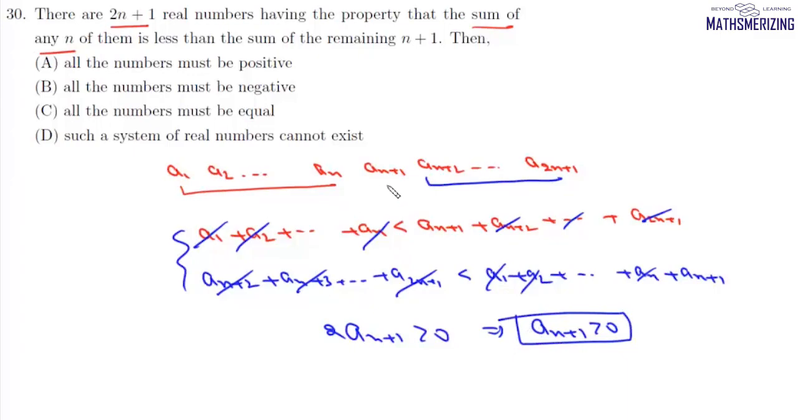Now we have randomly arranged these 2n + 1 numbers. So any number can be the (n+1)th number. That means it must be true for all the numbers. So answer to this question is, all the numbers must be positive, and that's your option A.